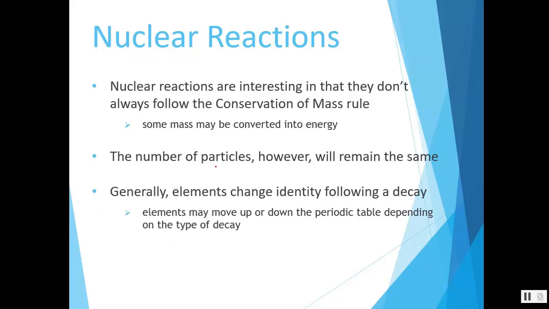Because we'll have an equal number of particles and those particles change, we're going to see that typically the element's identity is going to change also. Depending upon the type of decay that we observe, those elements are either going to contain more protons, in which case they would move up the periodic table, or they're going to contain fewer protons, which would make them move down, have a lower atomic number.